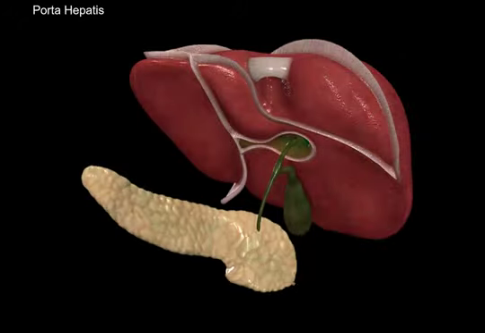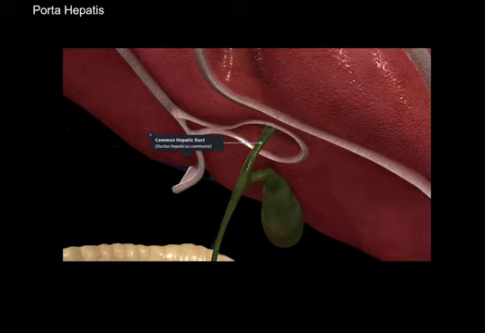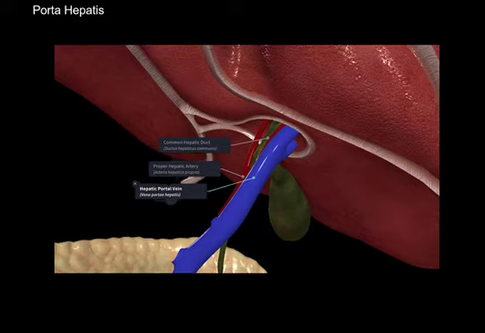Now, let's talk a little bit more about the porta hepatis, which I've highlighted in green right here. As we said earlier, the porta hepatis, or the transverse groove, is a short, deep depression. And there are a few things that go in and out from this place. The most noticeable structure is the common hepatic duct, but you will also find the hepatic portal vein, and the hepatic artery proper going into the liver through the transverse groove as well.